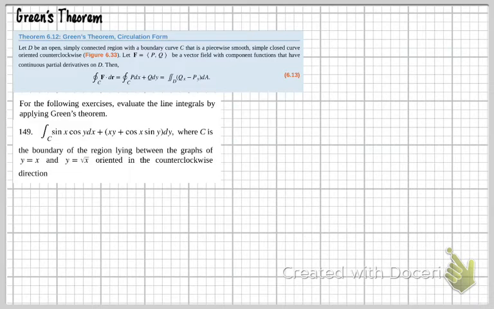The next one says let F equal P, Q be a vector field with component functions that have continuous partial derivatives on D. So when I look at P and Q here, their partial derivatives first have to exist, and they have to be continuous also. And then, once all those conditions are met, we can say that the integral of F dot dr equals the integral of P dx plus Q dy, which equals the double integral of Qx minus Py dA.